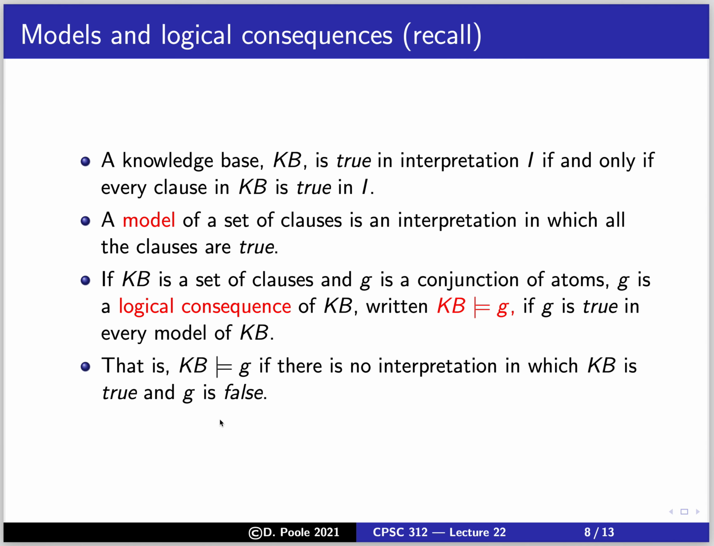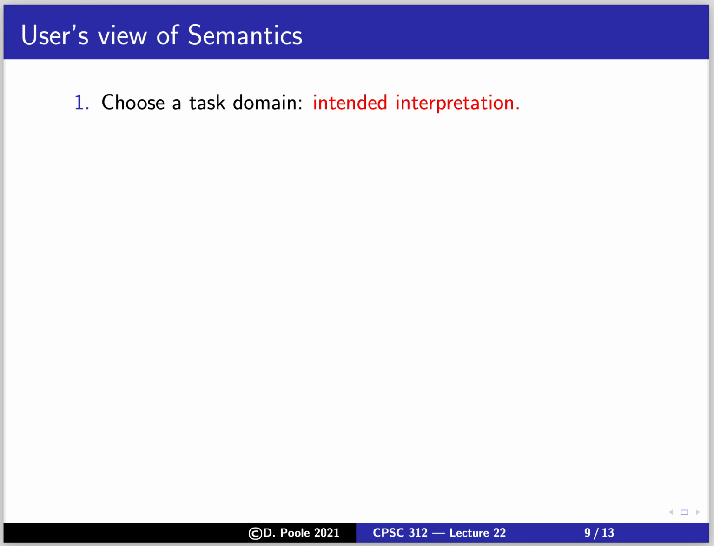All right, so let's look at why we did all that formal stuff. The idea is we're going to choose a task domain, which we're going to call the intended interpretation. And then we're going to associate constants with individuals we want to name. So we're going to give names to things that we want to talk about, entities in the world. We're going to assign constants to them. And for each relation, we're going to associate a predicate symbol. And then we're going to tell the system clauses that are true in the intended interpretation. So we're going to write down true facts about the world.